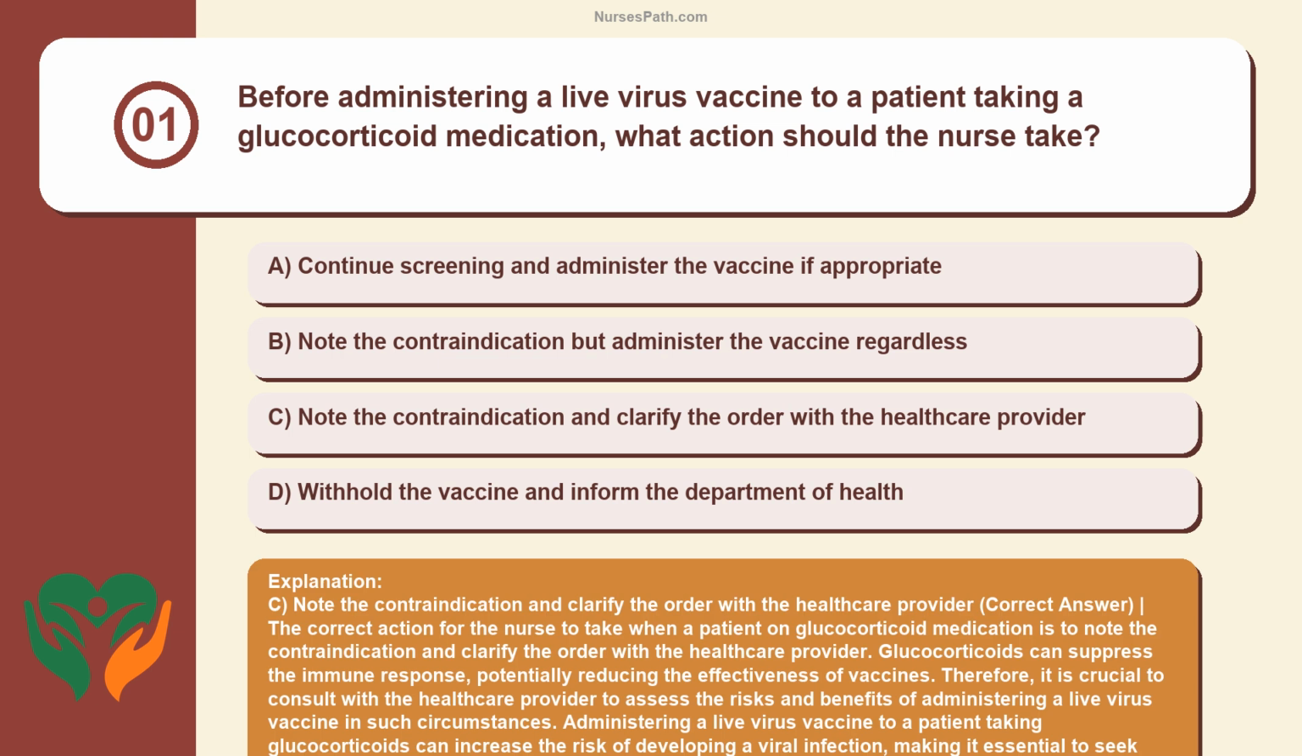C. Note the contraindication and clarify the order with the healthcare provider. Correct answer. The correct action for the nurse to take when a patient is on glucocorticoid medication is to note the contraindication and clarify the order with the healthcare provider. Glucocorticoids can suppress the immune response, potentially reducing the effectiveness of vaccines. Therefore, it is crucial to consult with the healthcare provider to assess the risks and benefits of administering a live virus vaccine in such circumstances. Administering a live virus vaccine to a patient taking glucocorticoids can increase the risk of developing a viral infection, making it essential to seek guidance from the healthcare provider before proceeding.